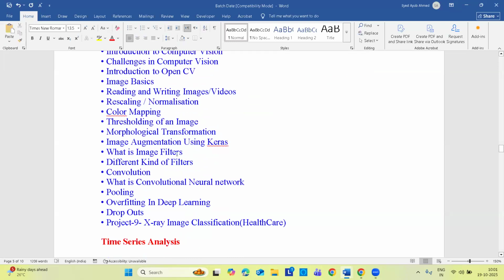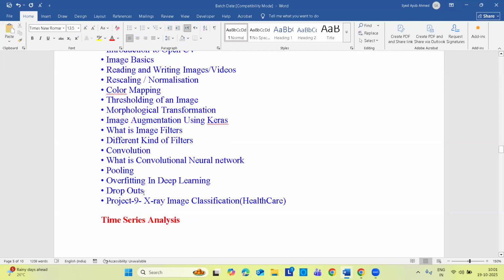Keras is also a library, guys. So we'll see image augmentation, different kinds of filters, convolution will be there, pooling will be there, overfitting, dropouts, and finally at the end of the session we'll have the project work to be done, guys.